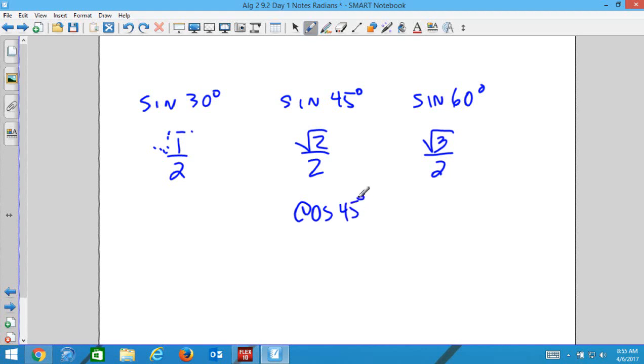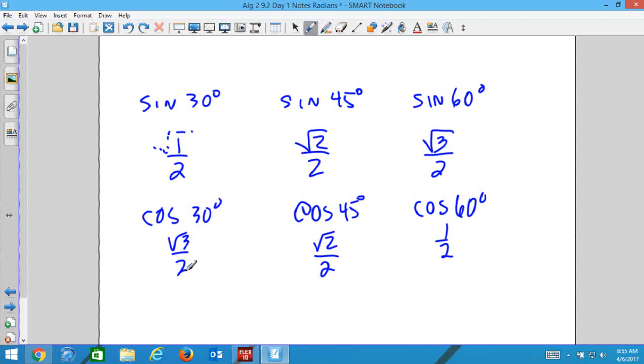That's nice. That's good. What's the cosine of 45? Radical 2 over 2, the same thing as sine. The cosine of 60 is a half. The cosine of 30 is radical 3 over 2. So once you have those, you know those.